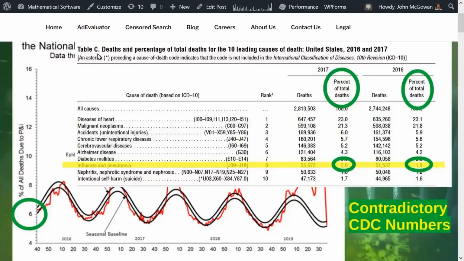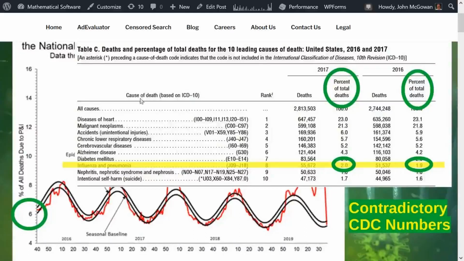Here we have the table of leading causes of deaths from the CDC, which lists deaths from different causes. And here we have influenza and pneumonia. It assigns in 2017 2%, and in 2016 1.9% of total deaths in the country to influenza and pneumonia as the cause of death.